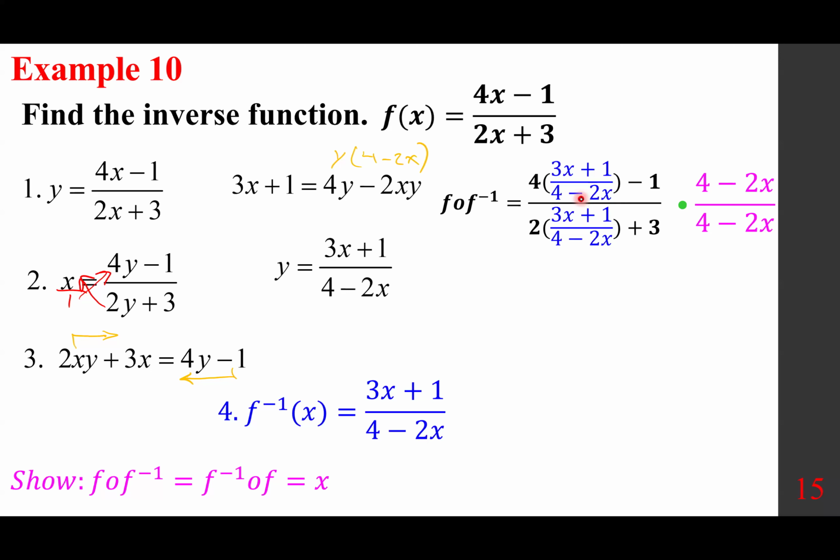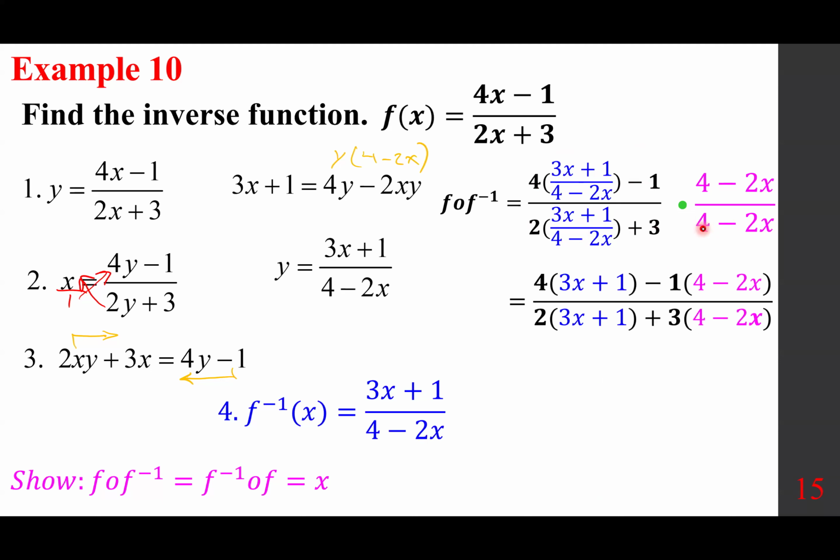So what happens? If you multiply these two, 4 minus 2x goes away, becomes 4 times (3x plus 1). And this becomes minus 1 times (4 minus 2x). If you multiply these two, 4 minus 2x goes away: 2 times (3x plus 1) plus 3 times (4 minus 2x). Please understand, you have to simplify the numerator and the denominator. Nothing cancels out the way it's given, but we are going through the algebraic steps that make it happen.